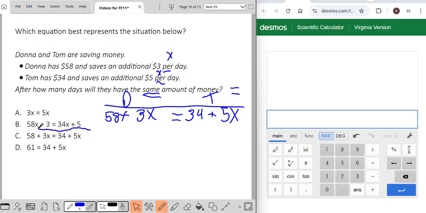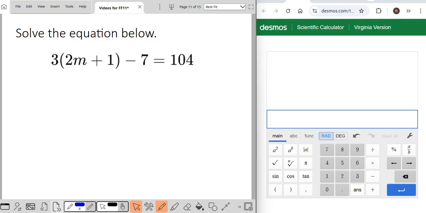Well, that's this one right here. That's your answer. So be careful because they tried to trick you with B, but they put the variable with the wrong number. Always put the variable with the one that has the word per or each, because that's repeating. It's happening over and over. All right, let's see what's next.